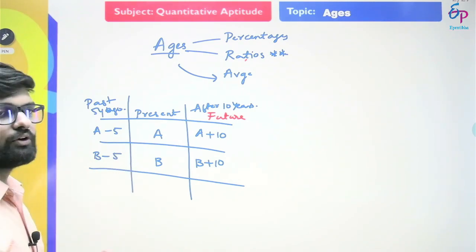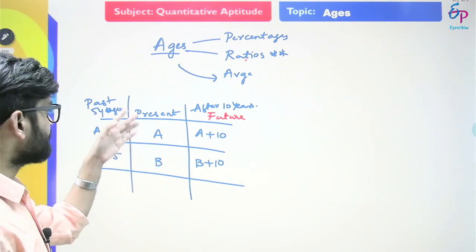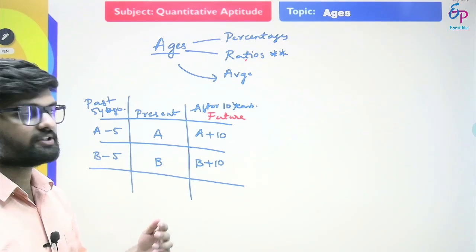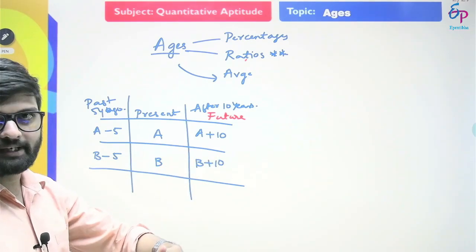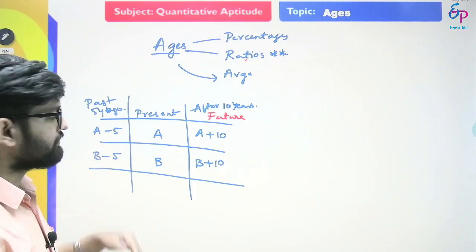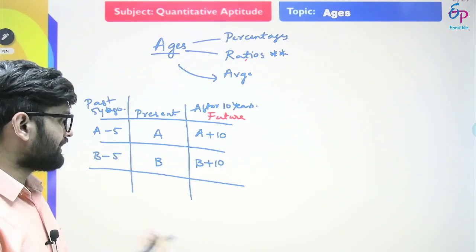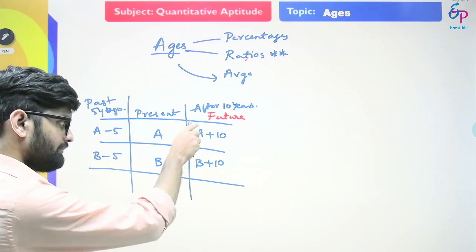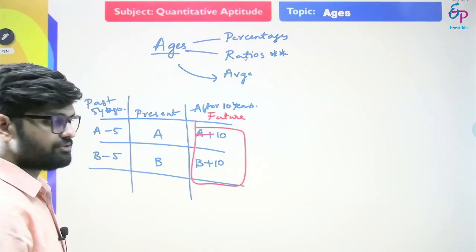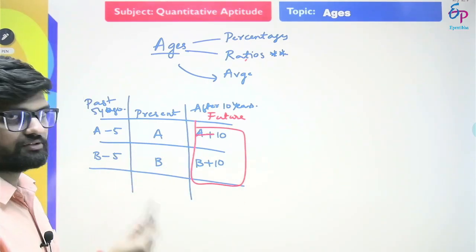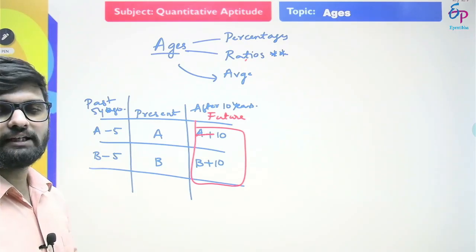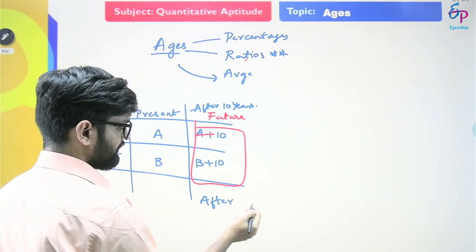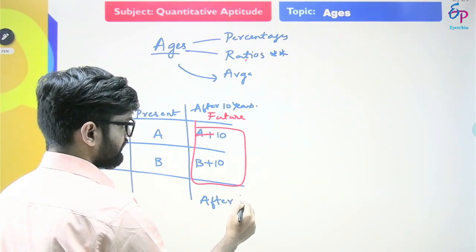So in the questions, how it will be framed means they might give you the relation between their past ages, or they might give you the relation between their present ages, and they will ask you to find out the ages of A and B. They may give you the relation between these two, or they may give you the relation between these two.